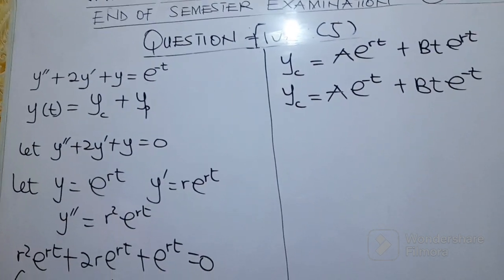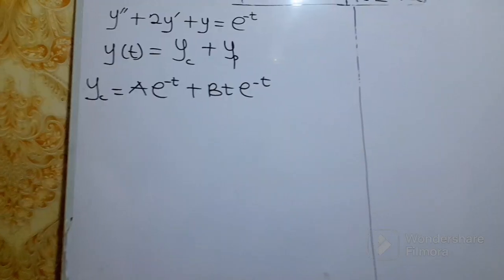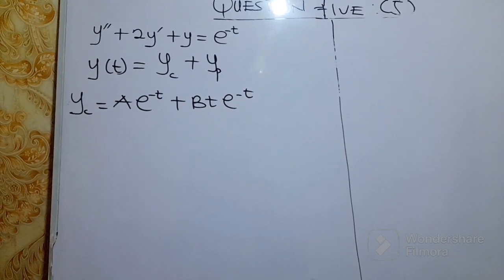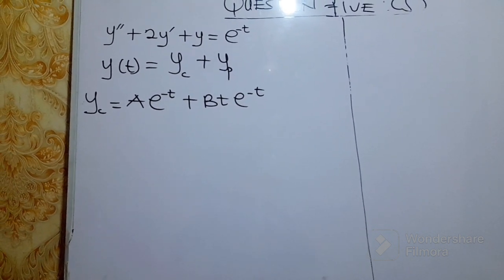Now we find the solution to the non-homogeneous side, that's y_p. So we need the solution to the non-homogeneous side. After that, we combine the two, and that is called the principle of superposition.